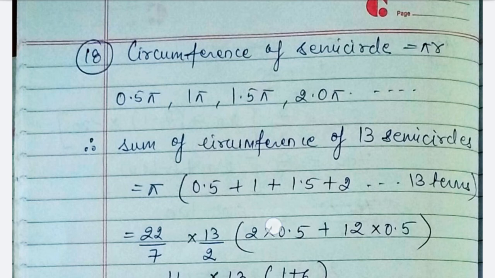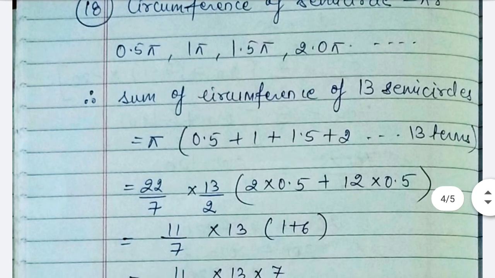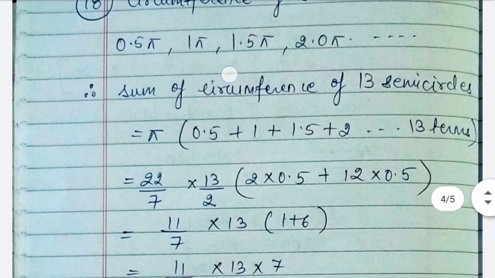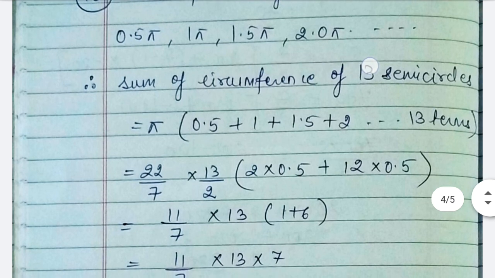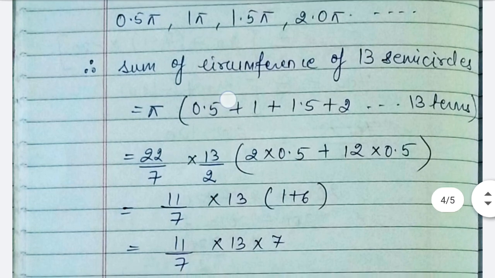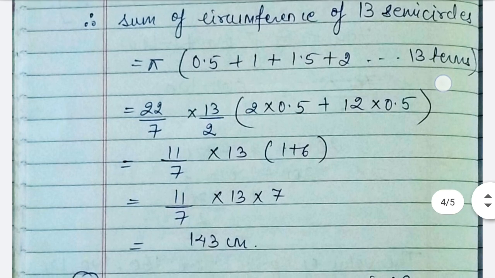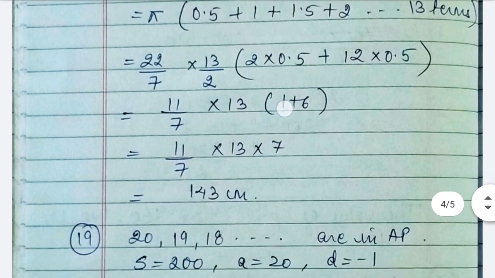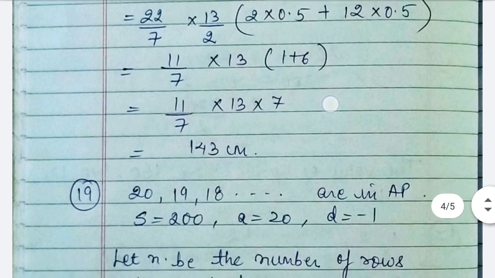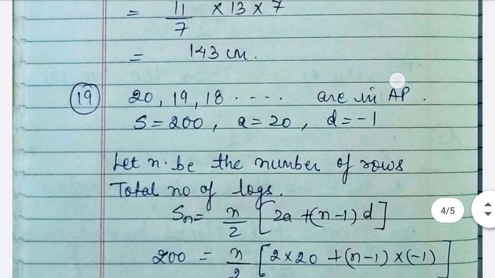Now we know that the circumference of a circle is 2 pi r, but the semicircle circumference is pi r. So according to the question, the lengths here are 0.5 pi, 1 pi, 1.5 pi, 2.0 pi. Now the sum of 13 such semicircles is pi taking common, 0.5 plus 1 plus 1.5 plus 2 up to 13 terms, right? Now putting the value of pi and solving it, we get the value 143 centimeters.